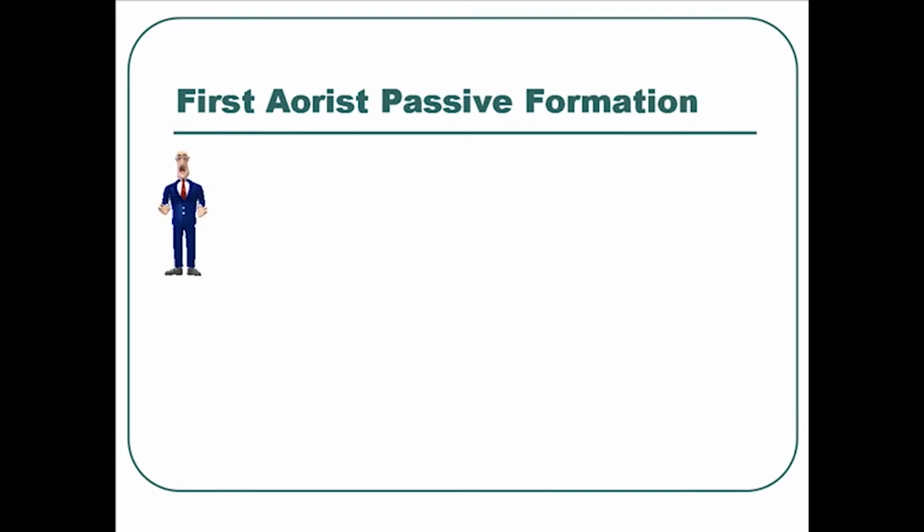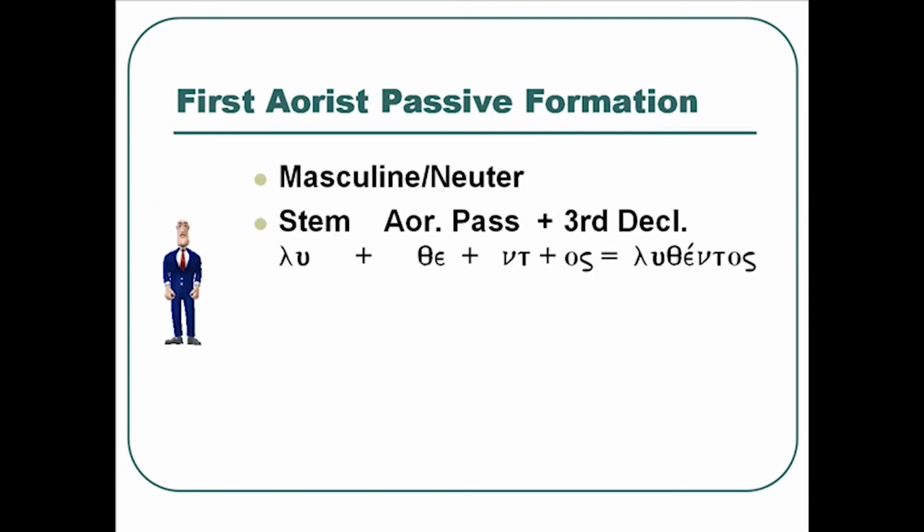Now let's look at the first aorist passive formation. In the masculine and neuter, the augment is dropped and the stem begins the participle, lu. The aorist passive insert, theta epsilon, is added, and then the third declension nt plus os endings are added to form the genitive singular. So it's luthentos. So the nu tau will tell us it's a participle form with a third declension. The theta will tell us it's an aorist passive.